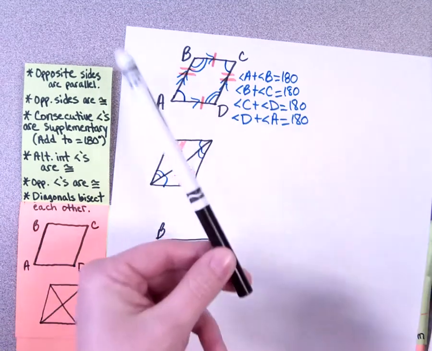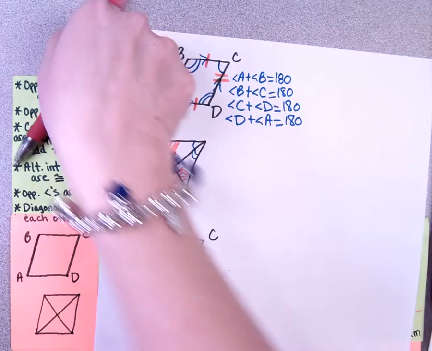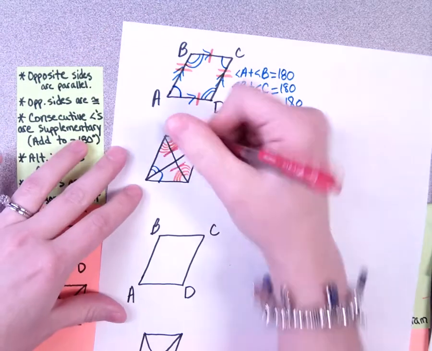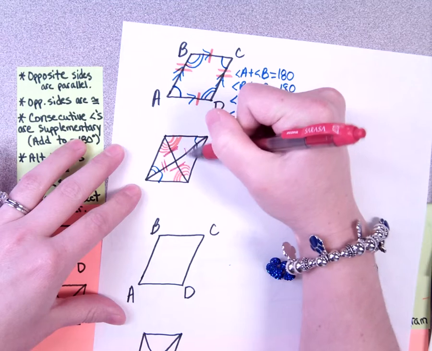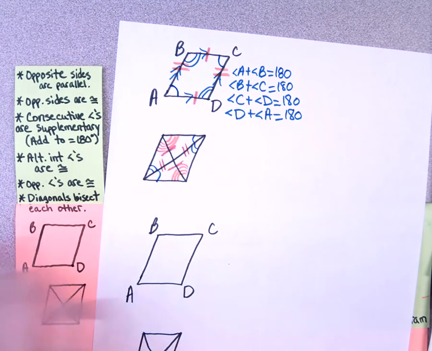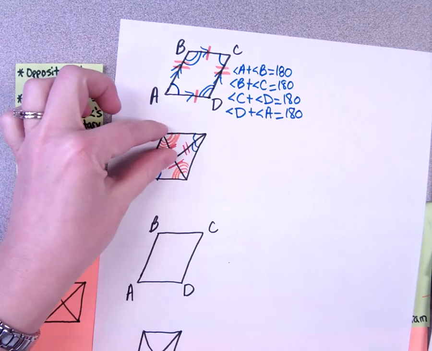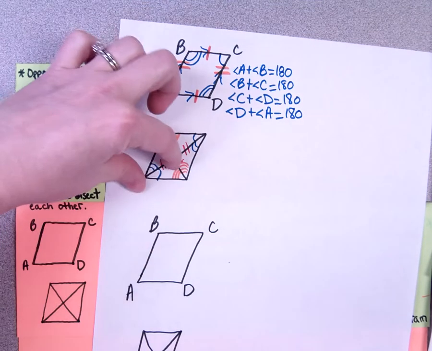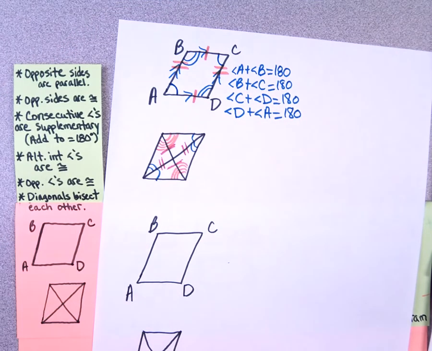and then when this one chops this one in half, oops, sorry, I did that wrong. When this one chops this one in half, it makes this piece here equal to this piece. So I'm going to give this one 2 tick marks and this one 2 tick marks. So that's what it means if diagonals bisect each other. So they chop each other in half. So this piece of the diagonal equals this piece, and this piece equals this piece.